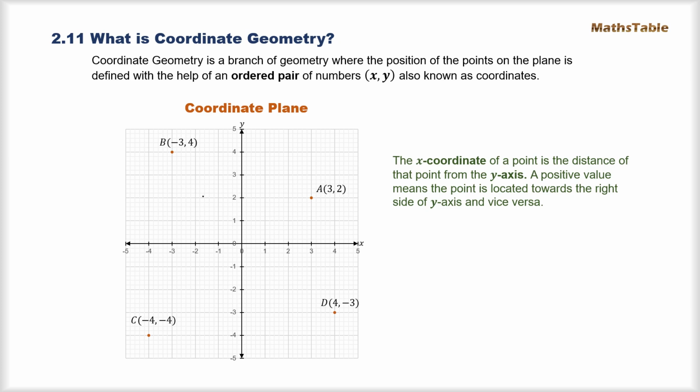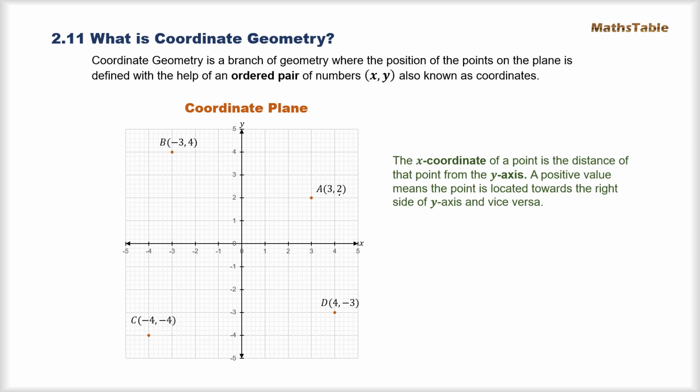In contrast to this, we have another point B, which has an x coordinate of -3. This minus sign means that the distance of this point is also 3 units away from the y-axis, but on the left side of the y-axis. So this is how an x coordinate indicates how far or how close the point is from the y-axis.